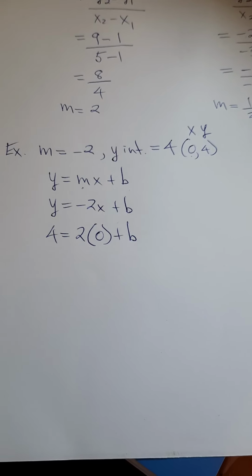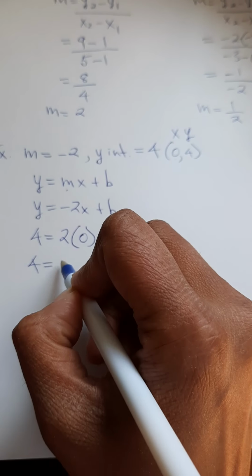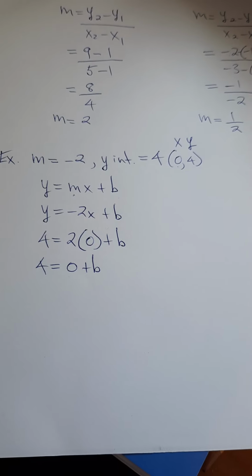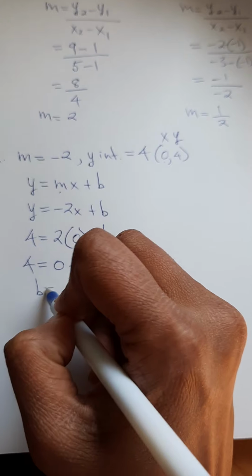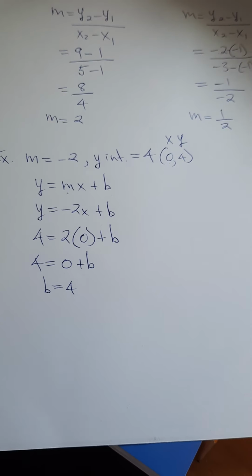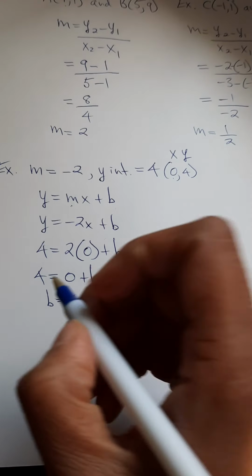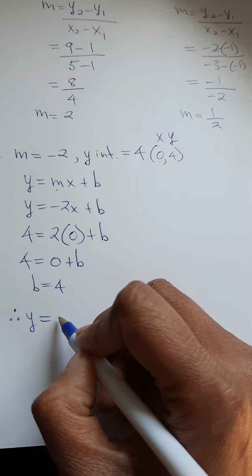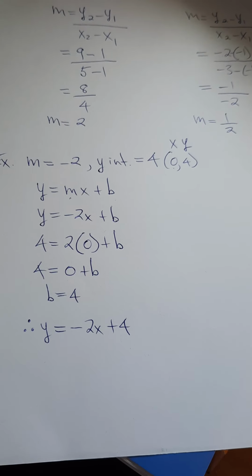Okay, everyone's good? We're going to multiply this. So 4 equals 2 times 0, which is 0, plus b. I notice that the value for b is equal to 4, just like this. And again, don't forget to actually write your final equation. Therefore, y equals negative 2x plus 4.